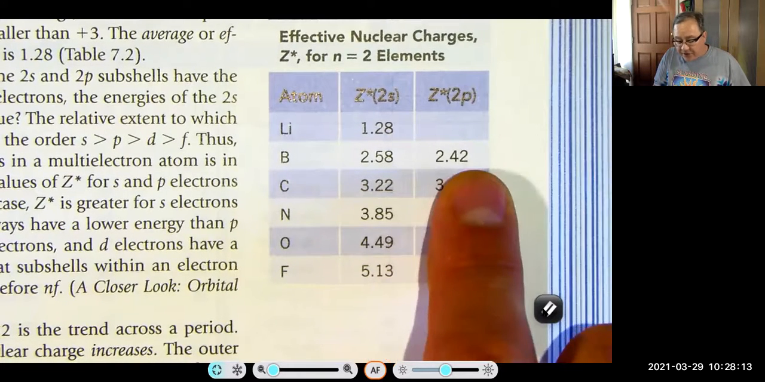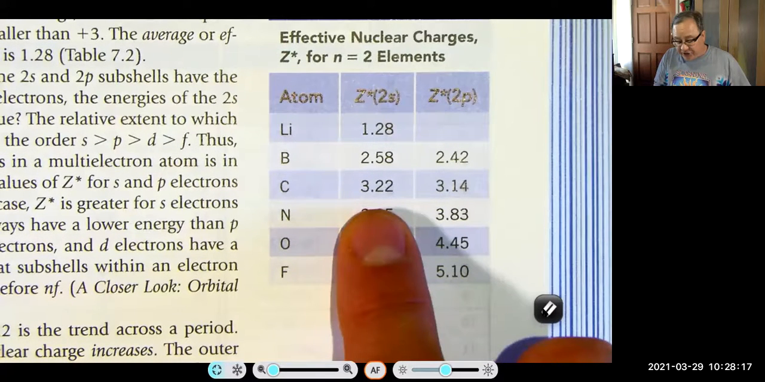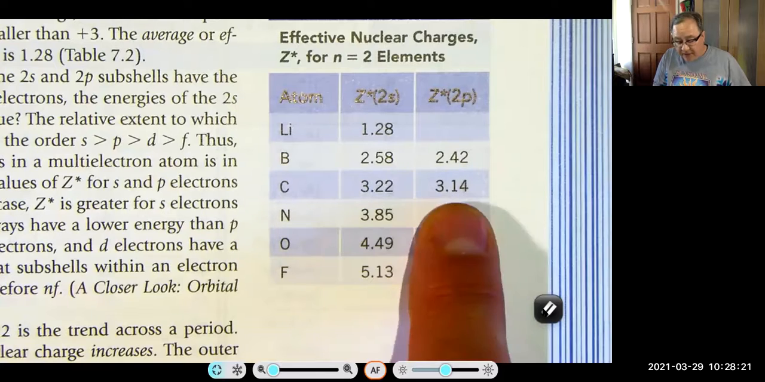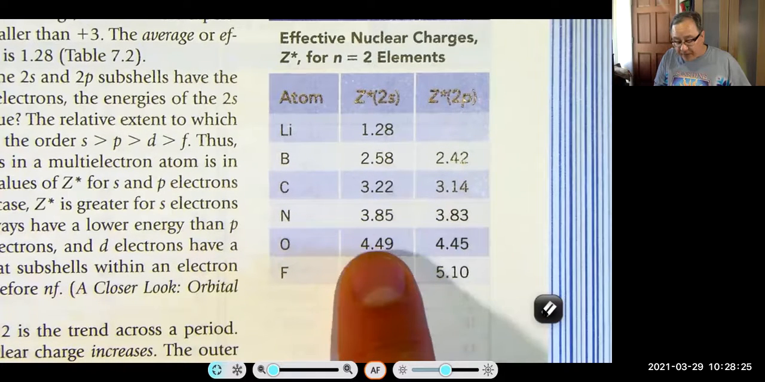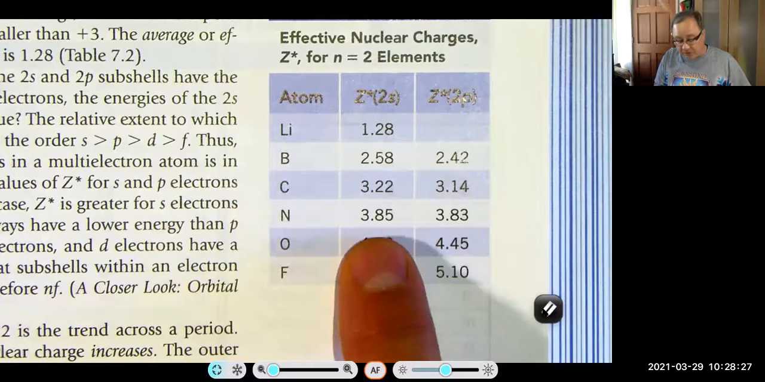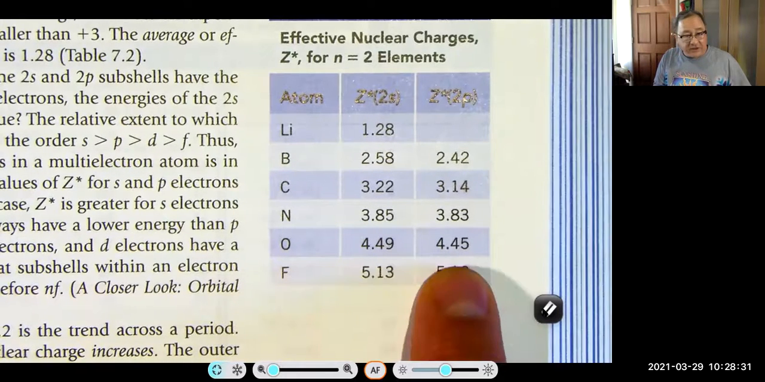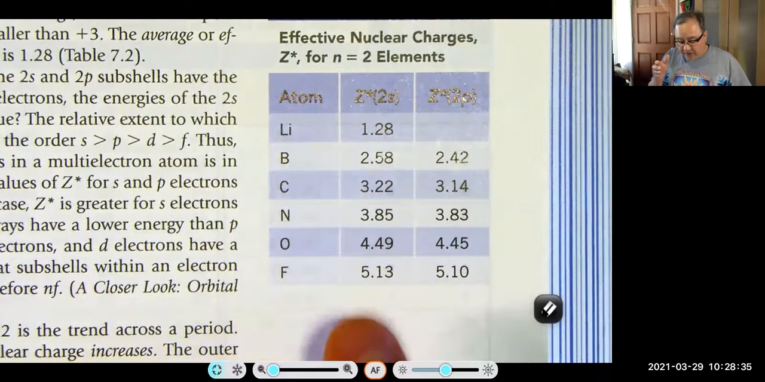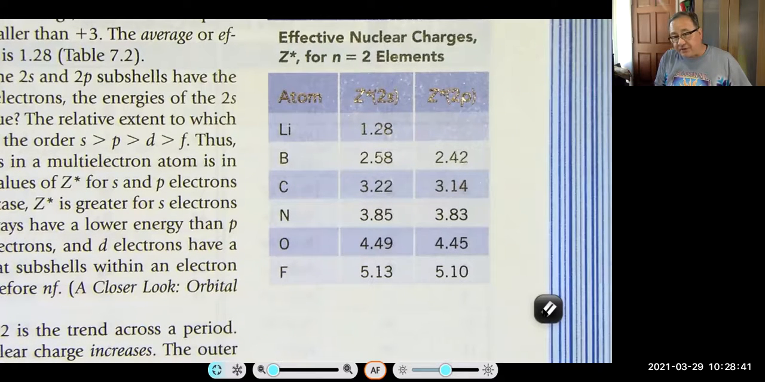And the important thing here is not the numbers, but to look at which number is bigger in each case. Do you see 3.22, 3.14? The 2s electron is more stable. 3.85, 3.83, the 2s electron is more stable. 4.49, 4.45, the 2s electron is more stable. So without any sort of glitch or hiccup, the 2s electron is always more stable than the 2p electron.